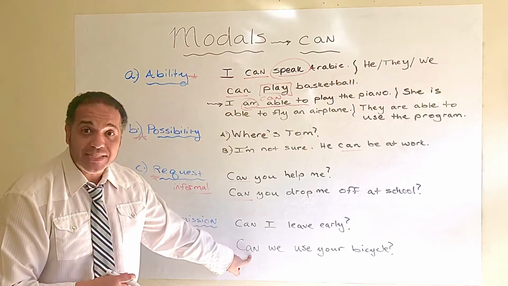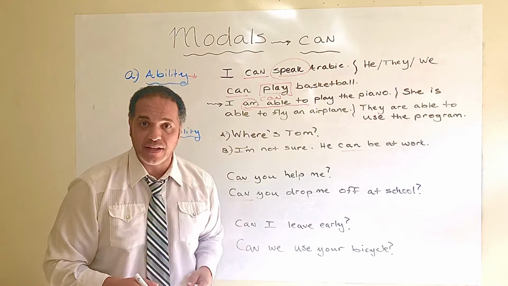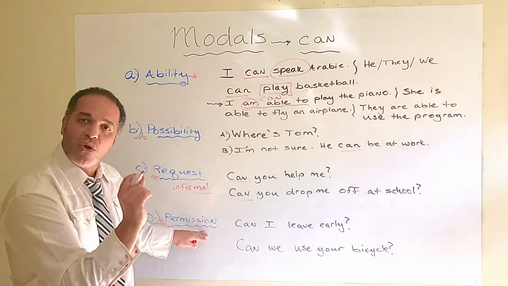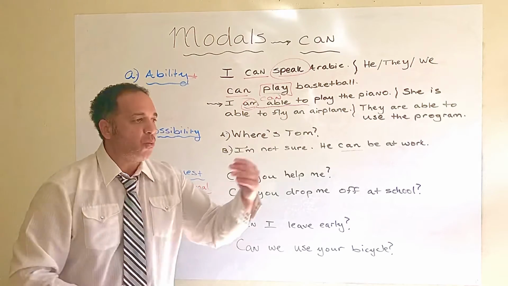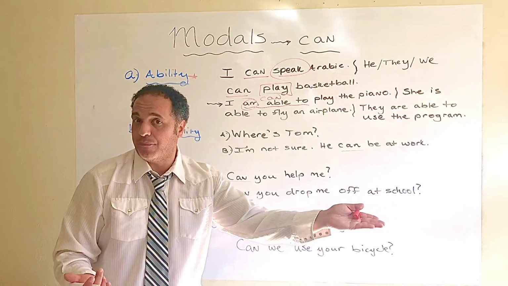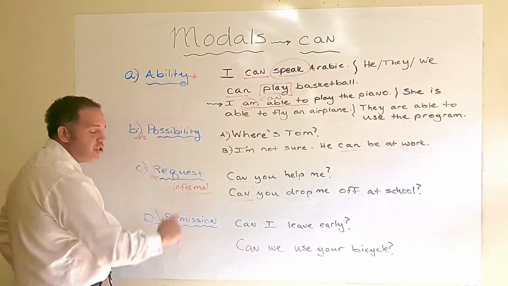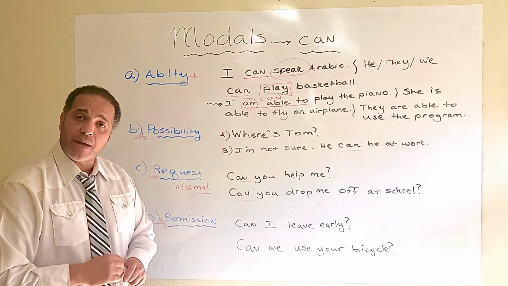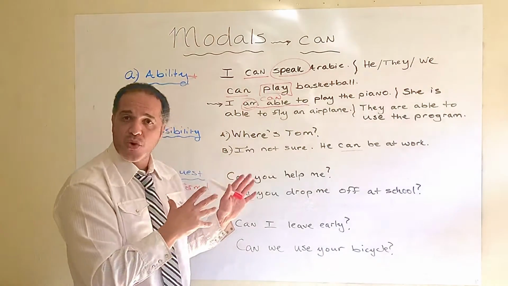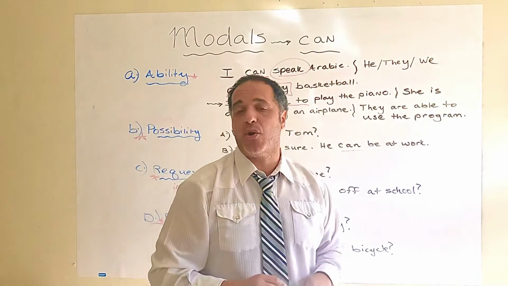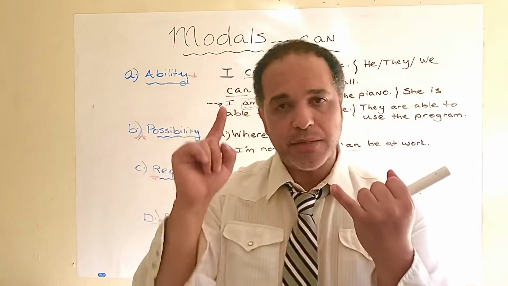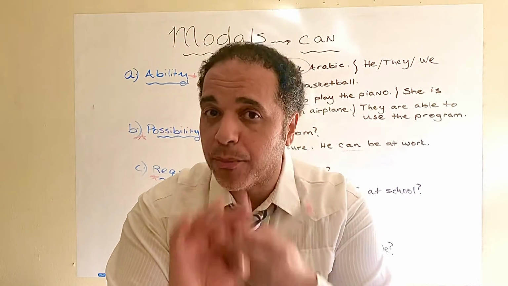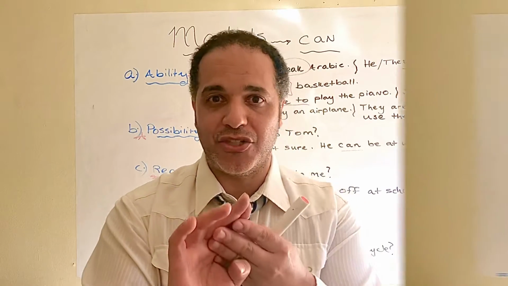Can we use your bicycle? Let's say that I'm talking to a friend and we want to use the bicycle. Again, that is permission. You are asking if that is okay with the other person and possibly with other people. All right, for can, these are the reasons that we use this particular modal. In the conclusion, I'm going to put some sentences on the board, and I want to see if you can identify at home: is it ability? Is it possibility? Is it request? Or is it permission? Okay, let's go ahead and get to the conclusion.